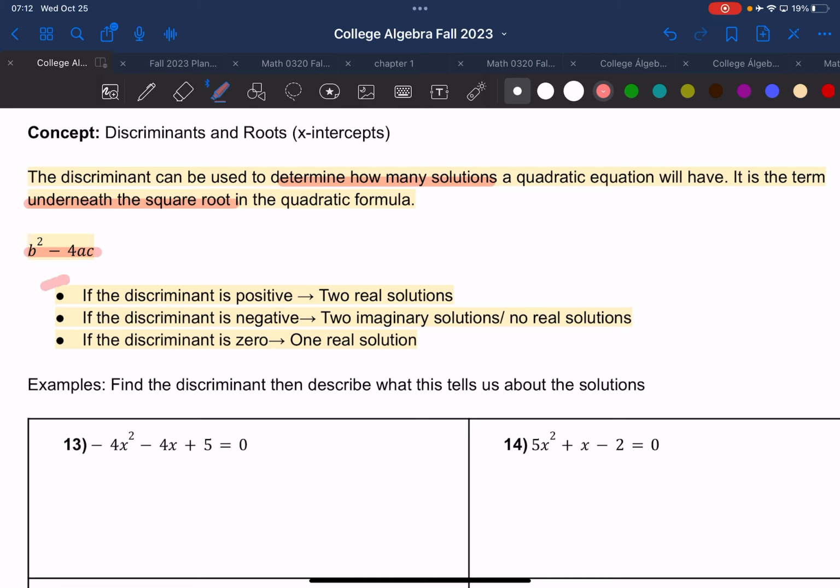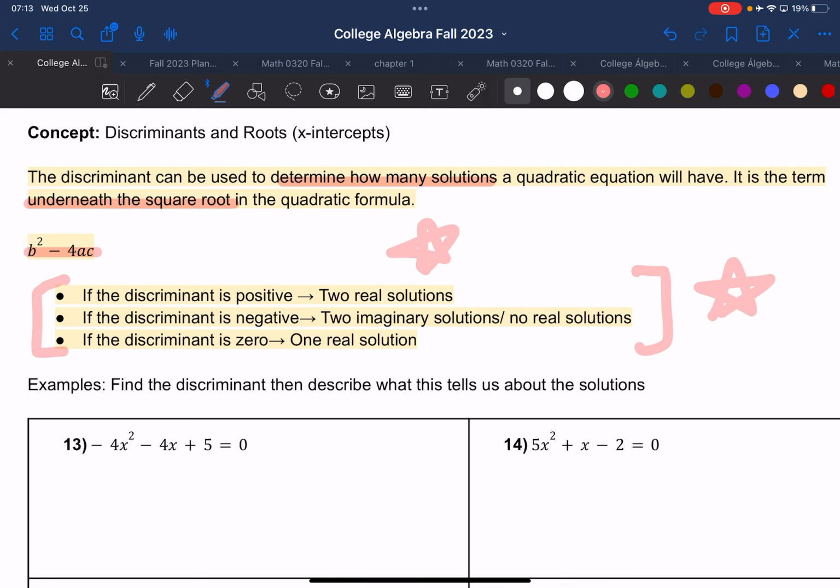So this is very important, star, star, hint, hint. That's important. So if our discriminant is positive, that means we're going to have 2 real solutions. If our discriminant is negative, so we have a negative square root, we're going to have 2 imaginary solutions or no real solution. So it just depends on what the problem wants us to do. If the discriminant is 0, we're going to have 1 real solution.